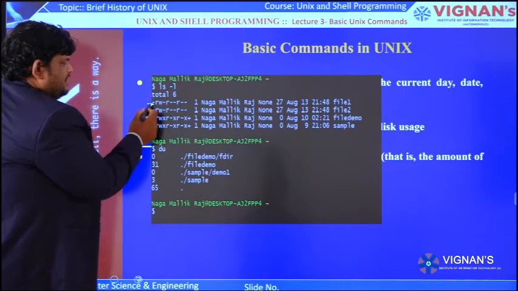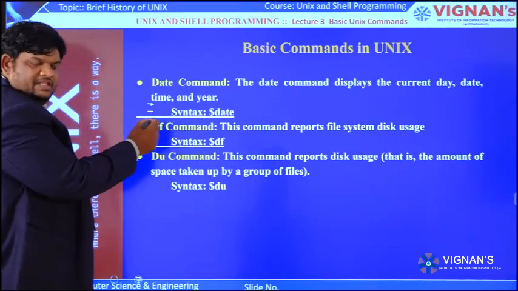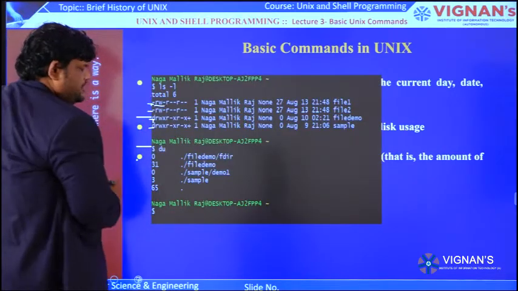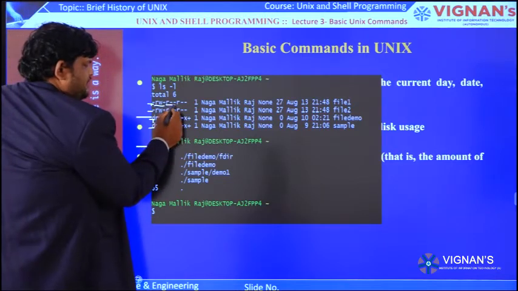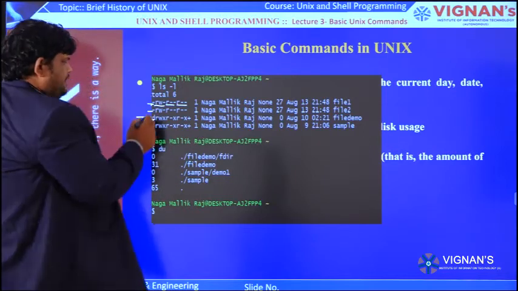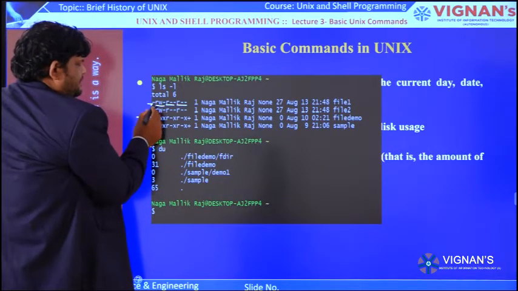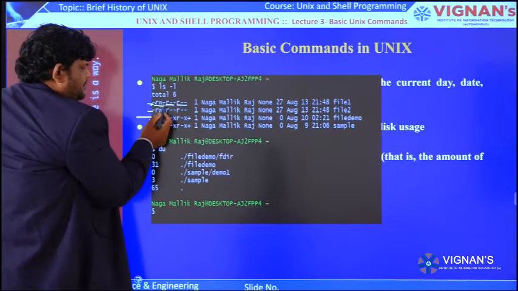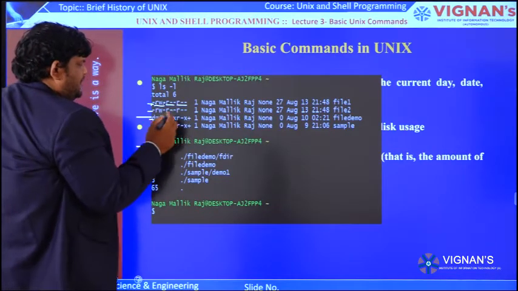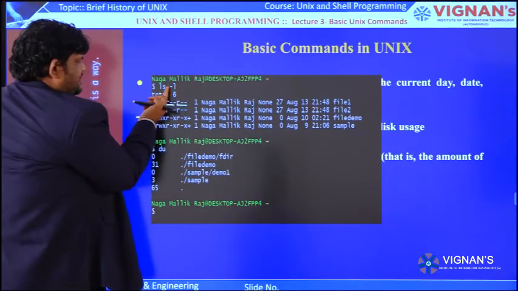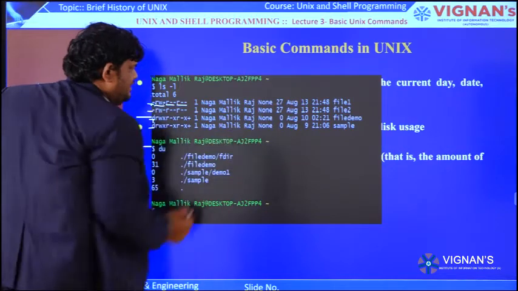Again, if you observe here, these all are permissions. First three permissions are for user, next three for group, next three for others. User contains read permission, write permission, and there is no execute permission. For group, there is only read permission. For others, there is only read permission. Like that, with the long listing of the ls command, entire details will come.